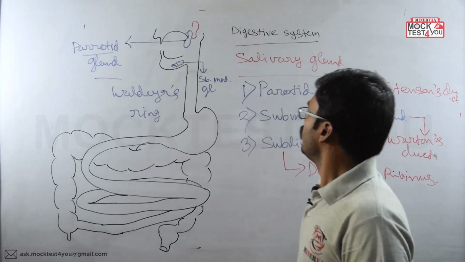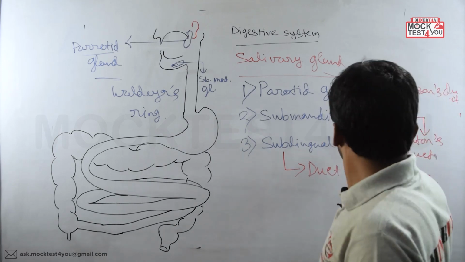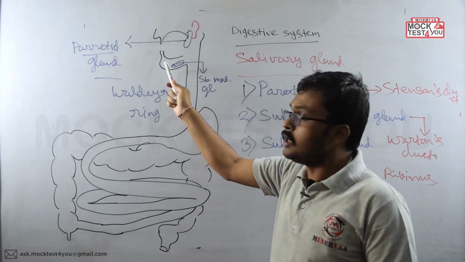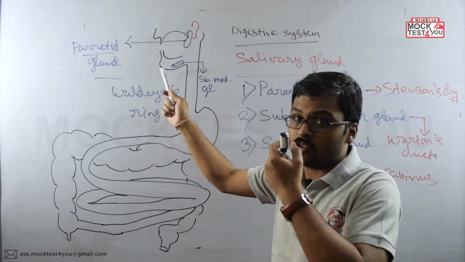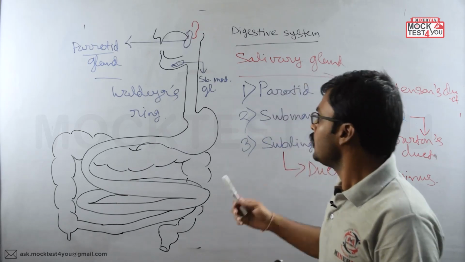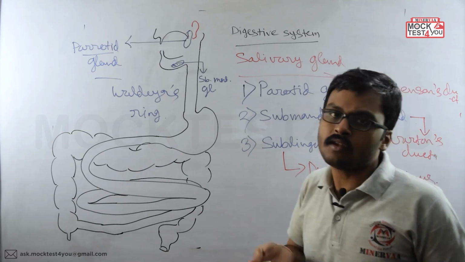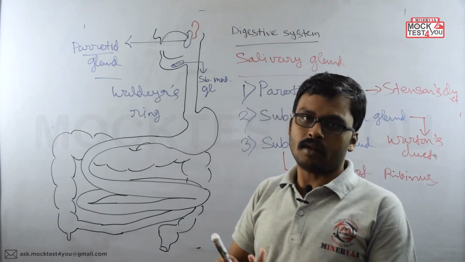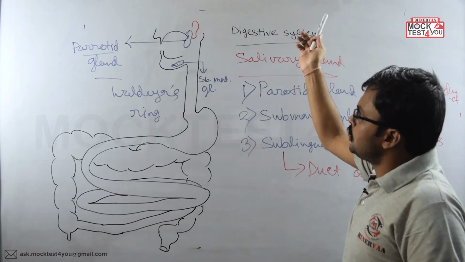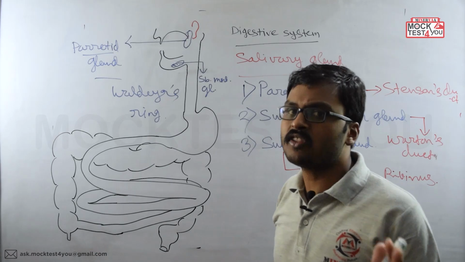Okay? Clear? The submandibular gland, from it the Wharton's duct is coming, and that is opening near the lower incisor teeth. Okay? So near the lower incisor teeth, it is opening. And definitely the duct of Ruvinus is opening below the tongue. Okay? Tongue region. So these are the different glands from where the saliva secretions are coming.